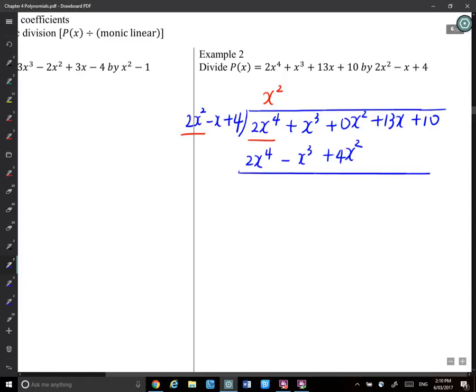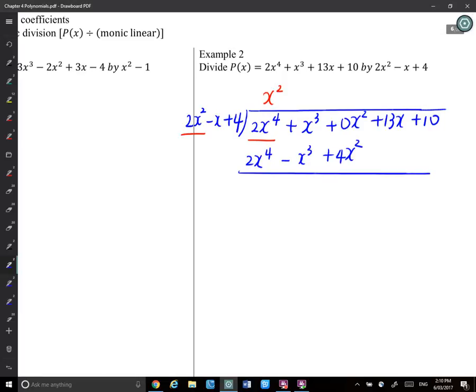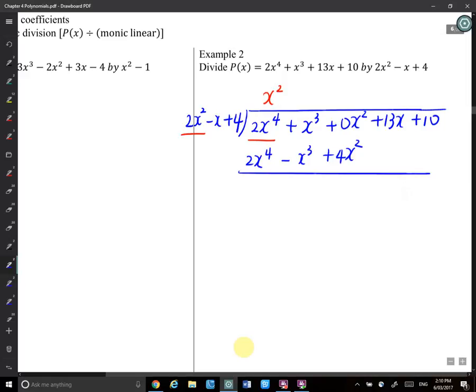Okay, the first term must be 0, and for the second term you have x to the power of 3 minus negative x to the power of 3. That will give you 2x to the power of 3. Then 0x squared minus 4x squared, you have negative 4x squared. And then you bring this down, so you have plus 13x. And then repeat the steps again.